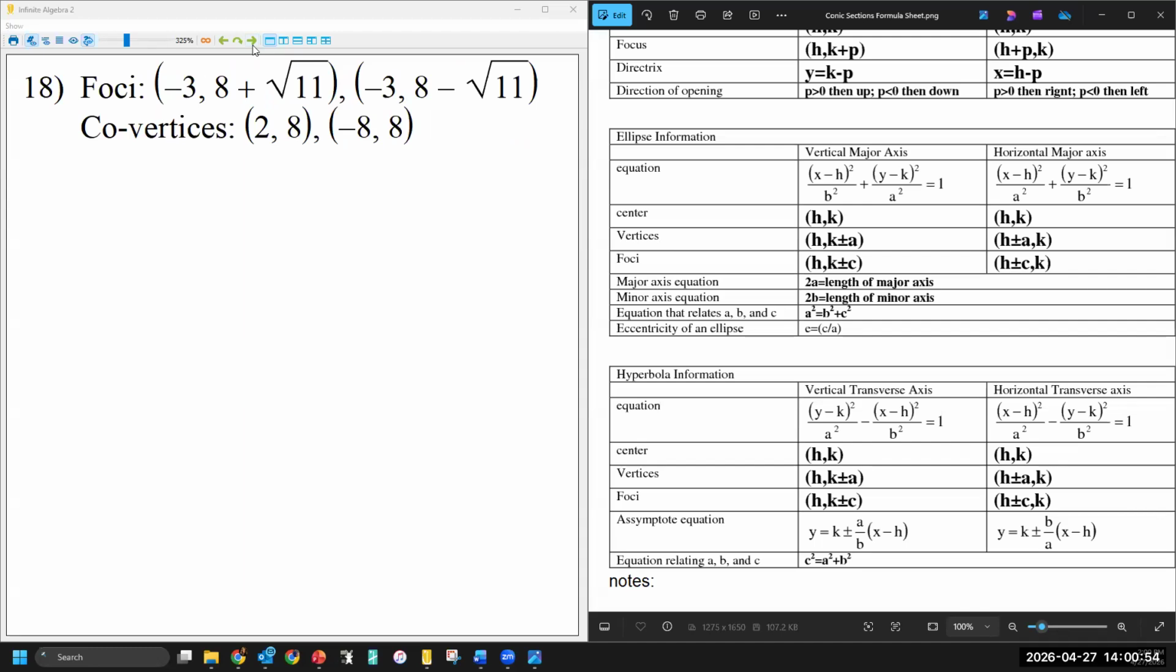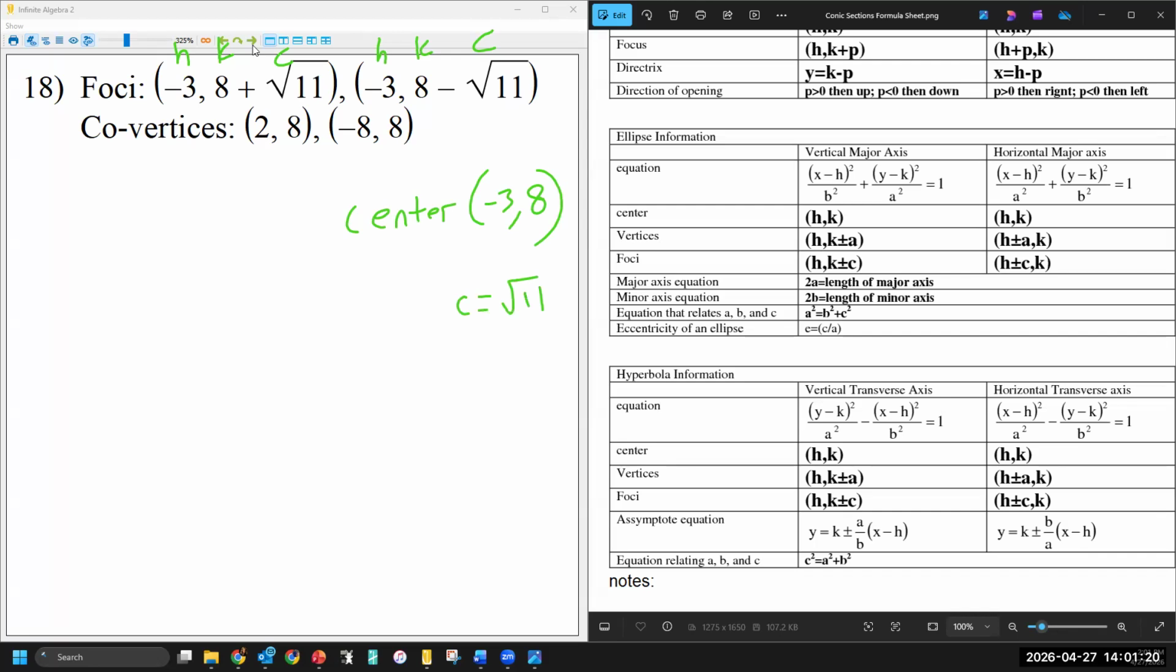All right, so this one right here, our foci. Here's our h, k, and c. h, k, and c. So our center is -3, 8. And I know that c is square root of 11.